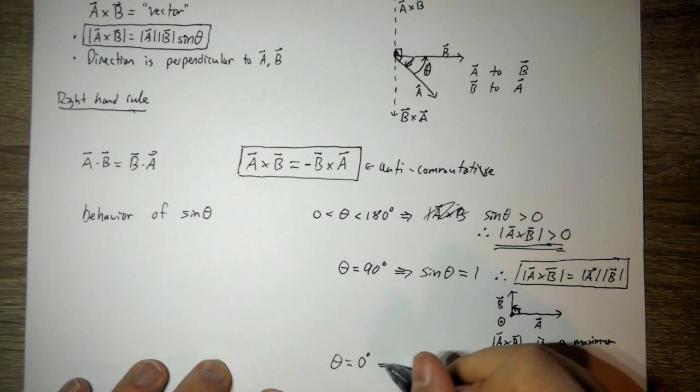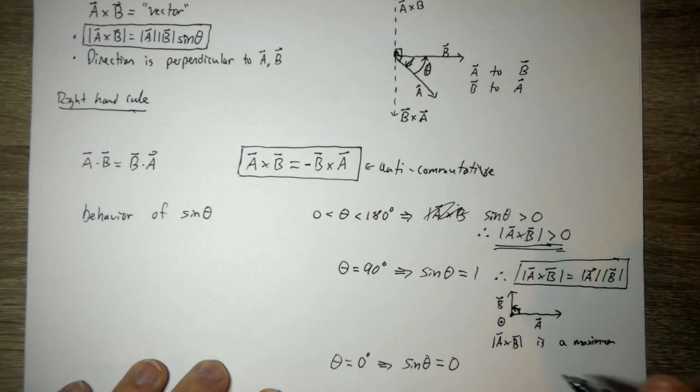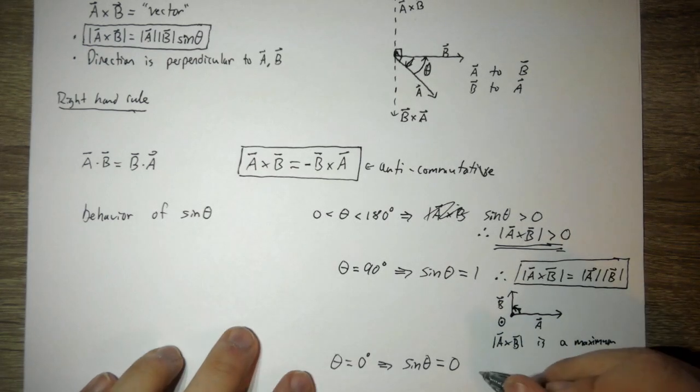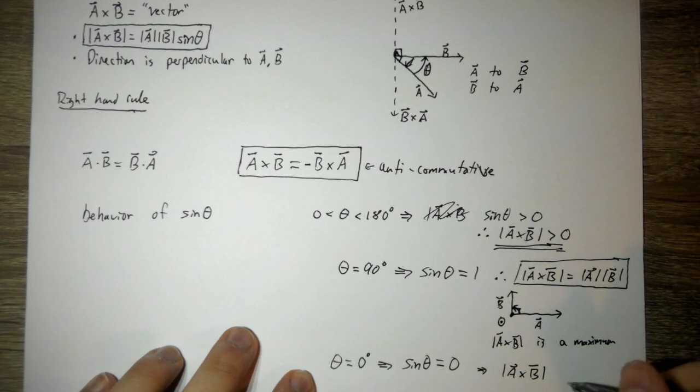What if theta is 0? Well, it's the opposite of the dot product again, because sine theta is 0 when theta equals 0, whereas cosine was 1, and so the magnitude is 0.